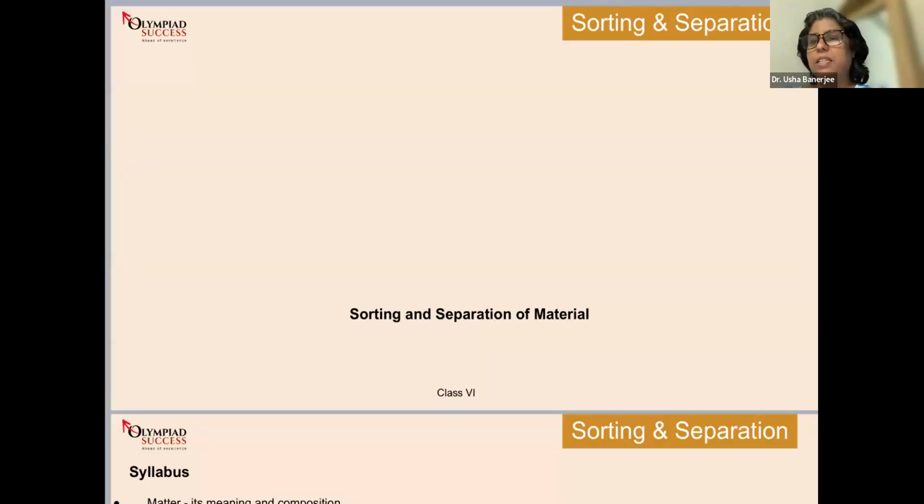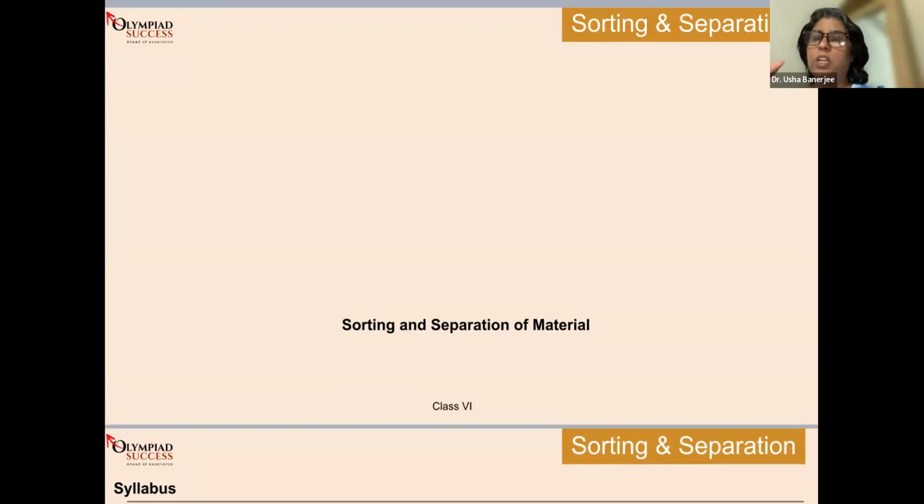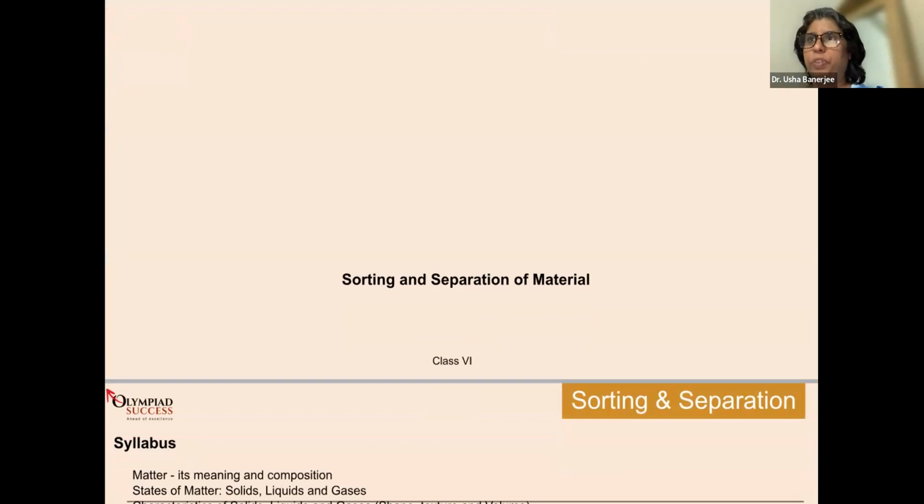So I will start off. I was just thinking of what to teach you as a demo class, but then I decided on something very, very fundamental. Whatever we'll do now, surprisingly, will be useful not only for class 6, but it is also there in class 7, class 8, class 9, and class 10. So basically, we'll start off with sorting and separation of material, right?